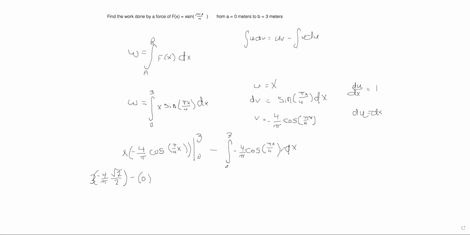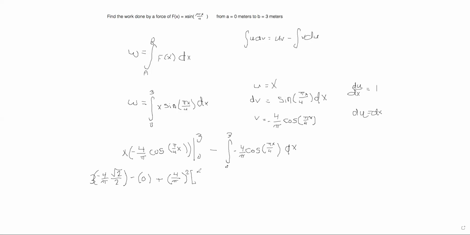And then this is another u substitution integral. So we have this function to be u. du is going to be pi over 4. So then we're going to multiply both sides of the differential equation by 4 over pi, in addition to the 4 over pi that's already out there. So negative times a negative is going to be plus. And then we're going to have 4 over pi squared. Because we already have a 4 over pi, we're going to multiply by another 4 over pi we get from the substitution. And then the antiderivative of cosine is sine.